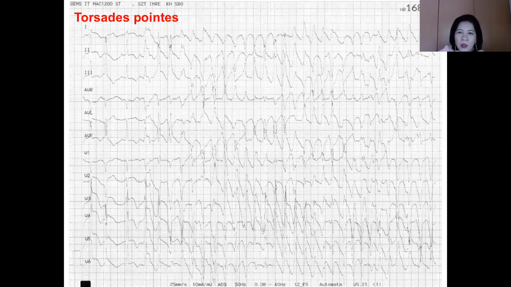And here, if we got an ECG before this happened and we saw that the QT interval is prolonged, then we need to give the patient magnesium. So that's the treatment of choice for torsade de pointes because of a prolonged QT interval.